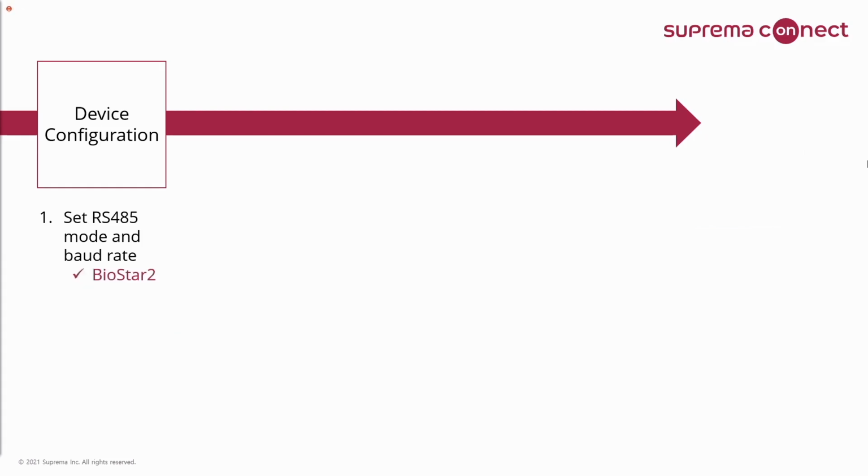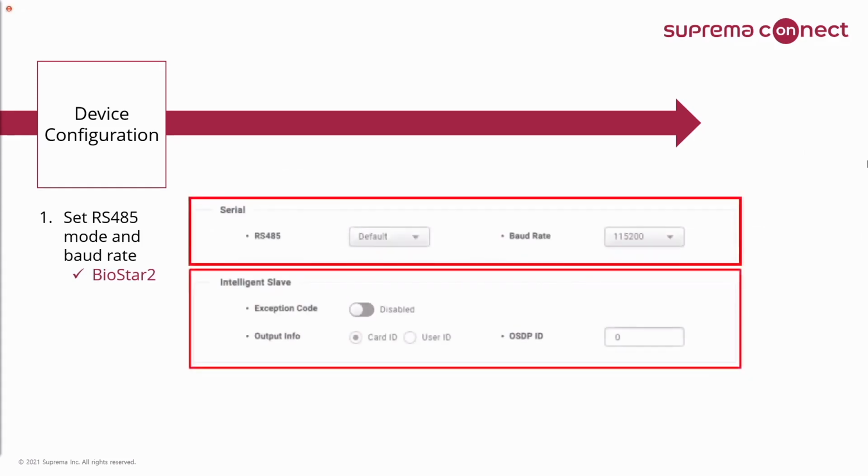Let's check the options for RS485 connection. After connecting the Suprema IP-based device to BioStar software, check the serial item in the device setting. In the serial menu, you can set RS485 and baud rate. Please note that RS485 mode should be default in the case of intelligent slave that outputs only the authentication result to OSDP. When a device is connected to access control panel, the device firmware internally switches to intelligent slave mode.